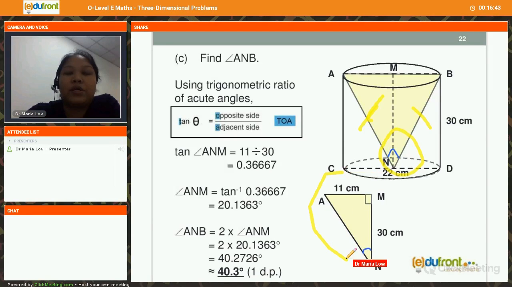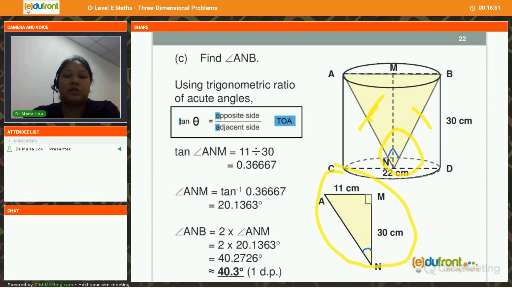So what I'm going to do is, step number 2 strategy is to draw the right angle triangle out. So when I drew the right angle triangle out, I put in the details that I know. AM is actually 11 cm, which is the radius of the circle, because M is right in the middle of the circle. So therefore, it's the radius, 11 cm. And the height of MN is 30 cm, which is provided in the question.